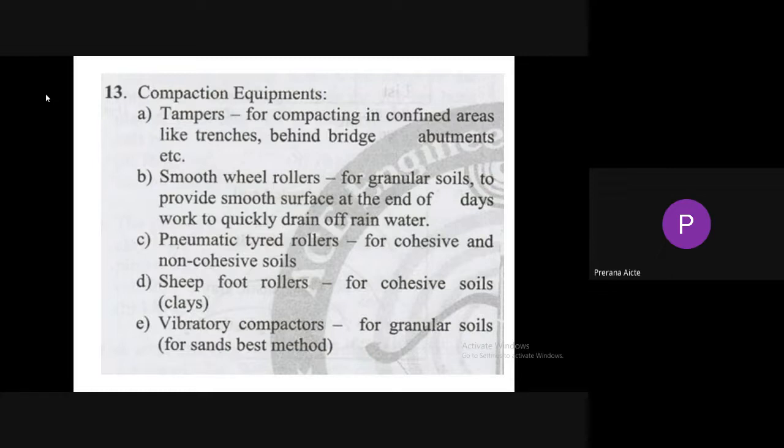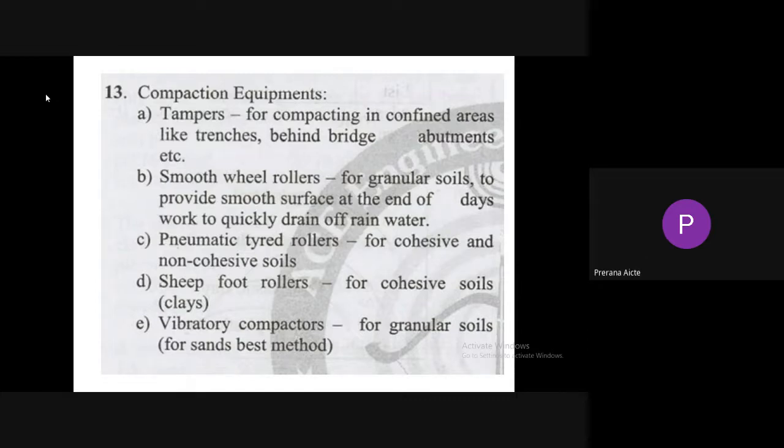So tampers are used for all types of soils, but only for confined areas like trenches, behind bridge abutments, etc. The smooth wheel rollers are used for granular soils only. The name itself indicates smooth wheel rollers are used to provide a smooth surface at the end of the day's work to quickly drain off the rainwater.